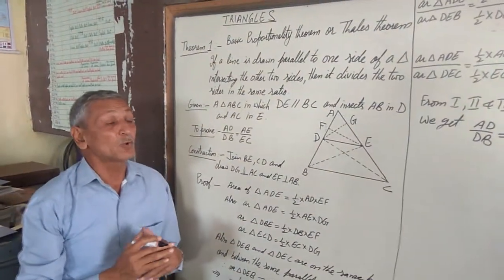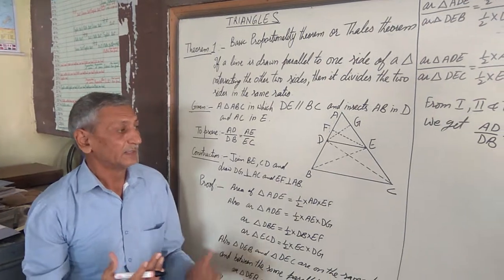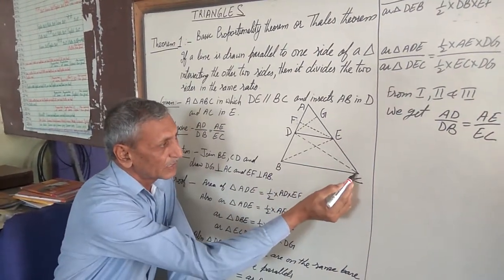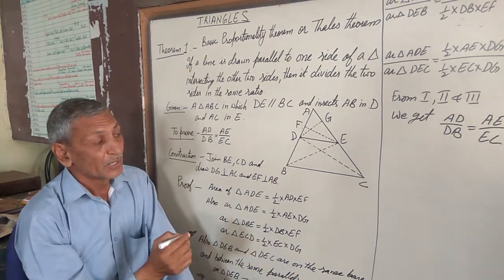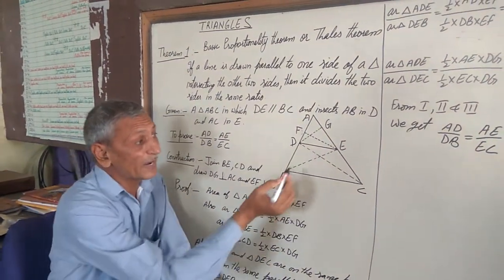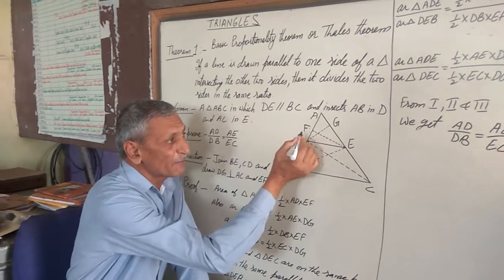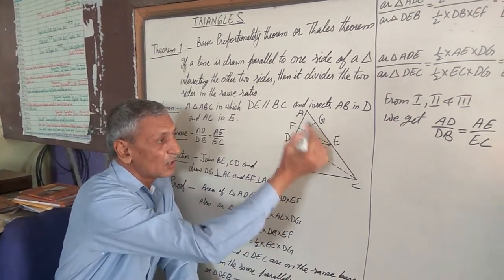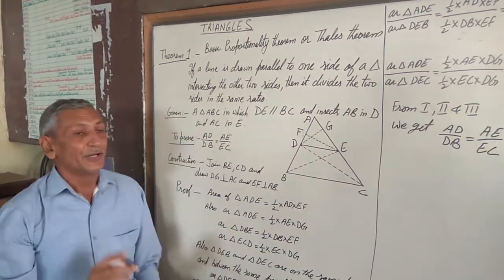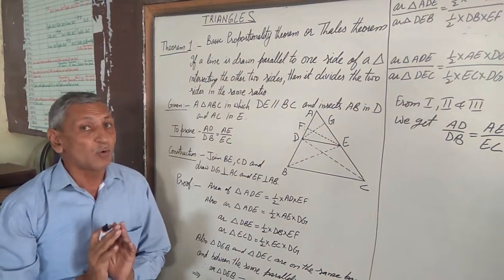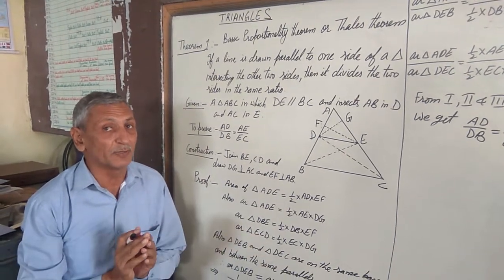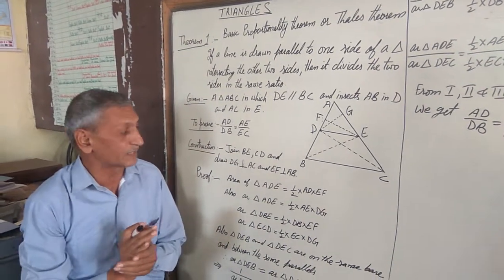See, we will have to construct a bit. Join BE and CD. We have to also draw perpendiculars EF on AB and DZ on AC. Now, do you know how to calculate the area of a triangle? Very simple, you have been learning right from class 6.